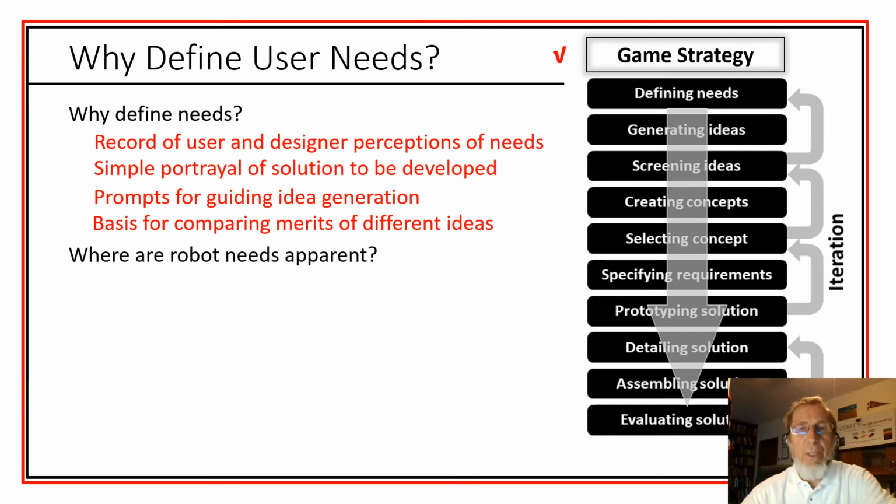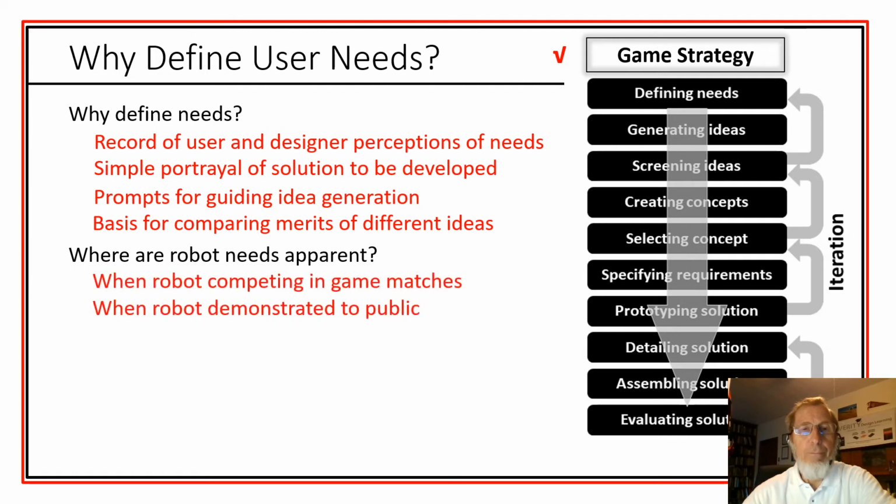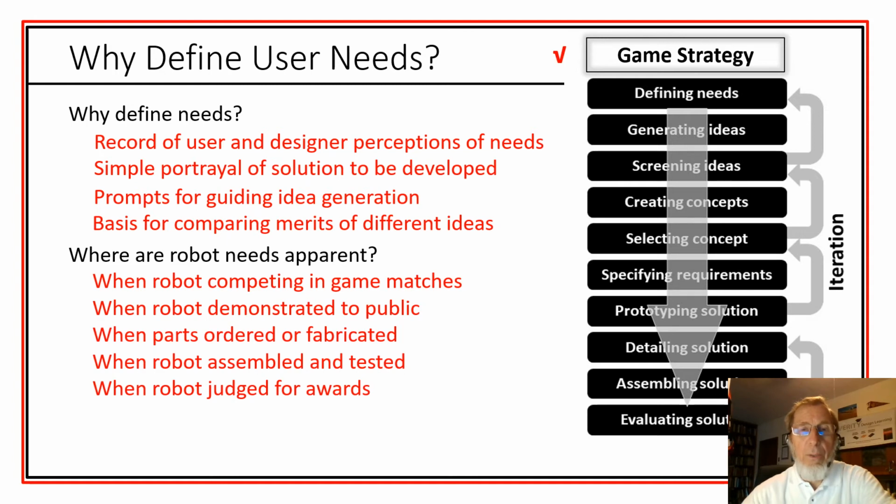Where is it that we're going to see these needs appearing, so that we know where to look in order to define our needs well? Well, when we're competing on the game field, for sure, but also when we're using our robot, such as in demonstrations to the public. Another time might be when we're ordering and fabricating, when we're assembling and testing, when we're being judged for an award. Each of these times when a robot is being discussed or used, there can be needs that surface that we need to be aware of.